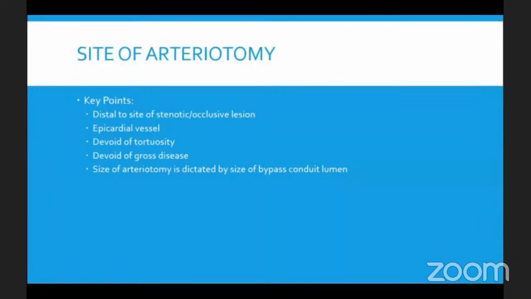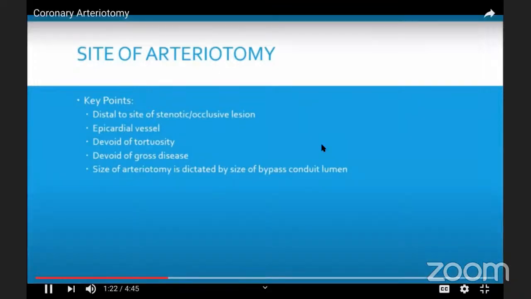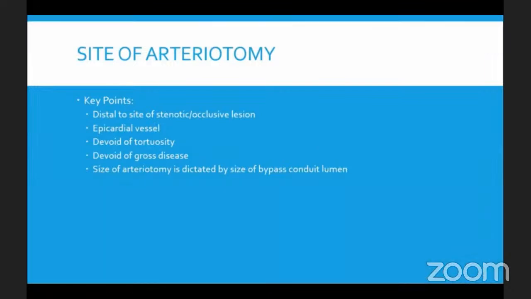The circumference and geometry of the arteriotomy should correspond to bypass conduit measurements. For example, small and large conduit lumens necessitate small and large arteriotomies, respectively. The bypass conduit should be distended during these measurements to simulate in vivo dimensions.